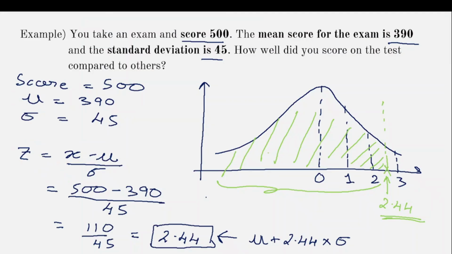So in this question, I can say that 99% of the data points lie below 2.44, or I can say that 99% of students scored less than 500.